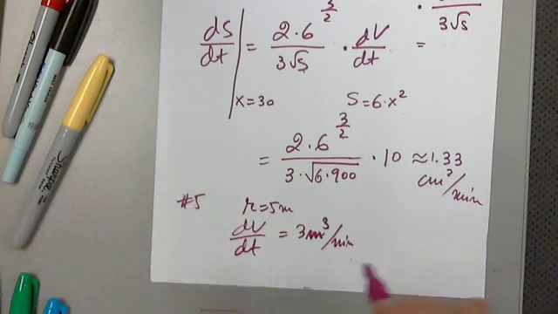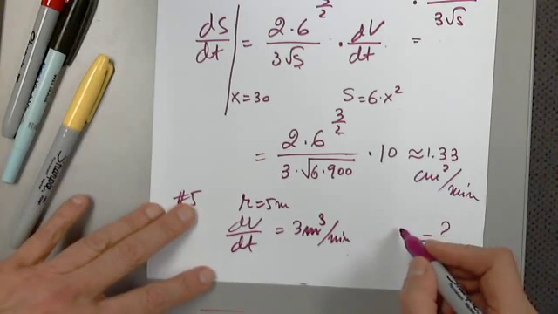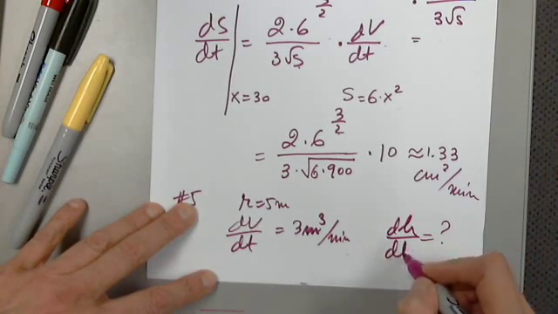Okay. How fast is the height of the water increasing? Is that centimeters cubed or meters cubed? Meters, I changed it, I'm so sorry. How fast is the height of the water increasing? So what are we asked to determine? So dH over dt. Good.